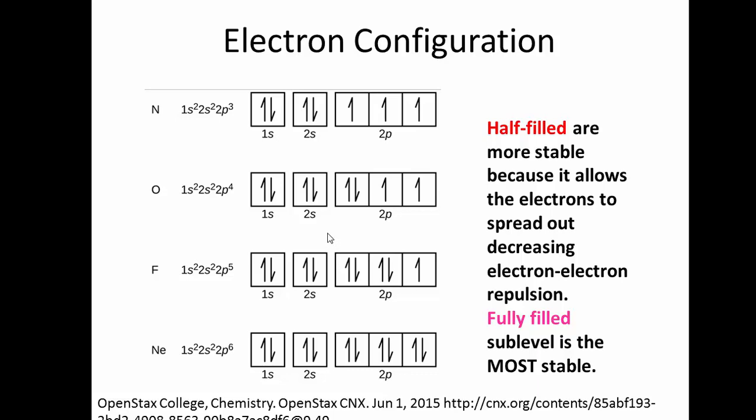But something I wanted to mention briefly is that half-filled orbitals are more stable because they allow electrons to completely spread out. Remember Hund's rule, we said that electrons spread out before they pair. So your nitrogen electron configuration is going to be a little bit more stable than this oxygen electron configuration, where you reintroduce some electron-electron repulsion by pairing this electron. But the most stable sublevel is our completely filled sublevel, and that's because we have very high effective nuclear charge, which pulls these electrons very tightly to the nucleus.